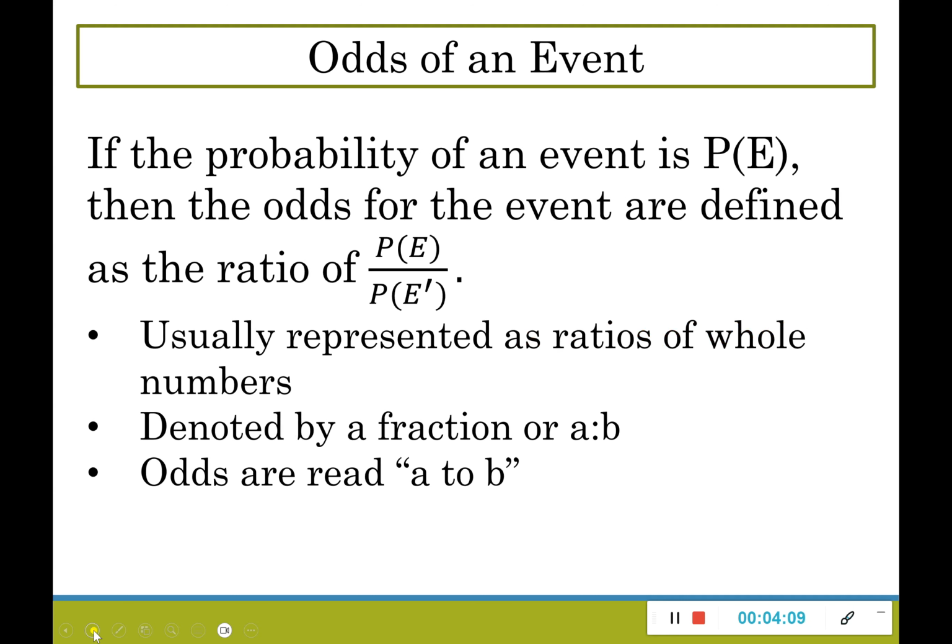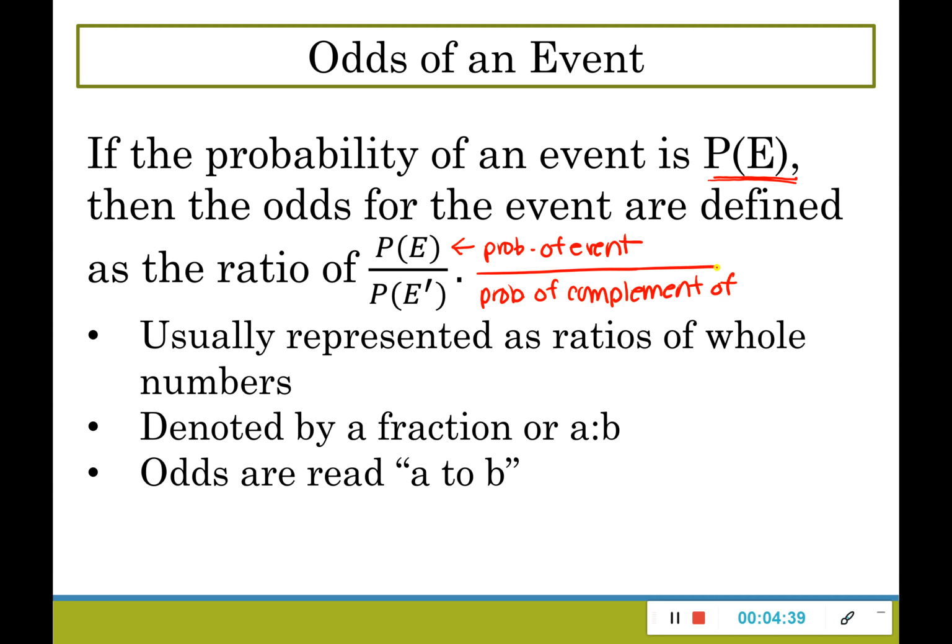All right, then we have the odds of an event. If the probability of an event is P of E, then the odds for the event are defined by this ratio. P of E is the probability of the event, and then P of E prime is the probability of the complement of the event.